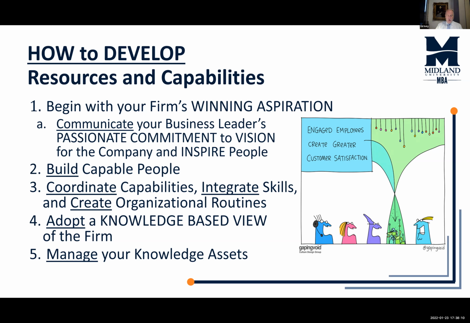So part of inspiration comes with building capable people. Part of it comes with coordinating the capabilities, integrating the skills, creating organizational routines. Part of it comes from adopting a knowledge-based view of the firm. And when we think of knowledge, actually knowledge is the most important resource of the firm. And then as well, we have to manage our knowledge assets. And so knowledge management can play a huge role in developing your firm's organizational capability.